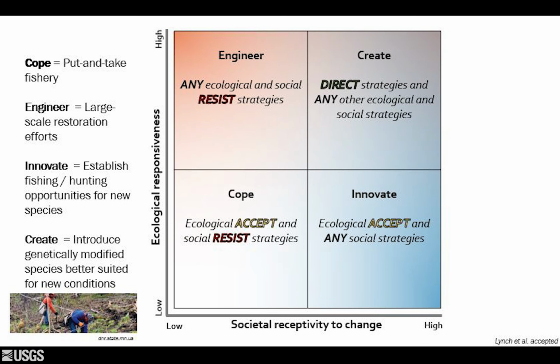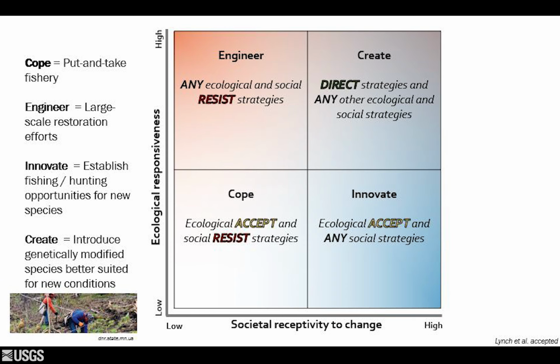And then the last quadrant we're calling create, and this is where we see both social and ecological controllability being quite high. And so this is really the sky's the limit scenario where managers can look at a whole host of diverse options, looking at any sort of strategies, but this is probably the quadrant where those direct strategies are going to be most effective. So this could take the form of many different things, including, for example, introducing genetically modified species that might be more suitable for the changing conditions.